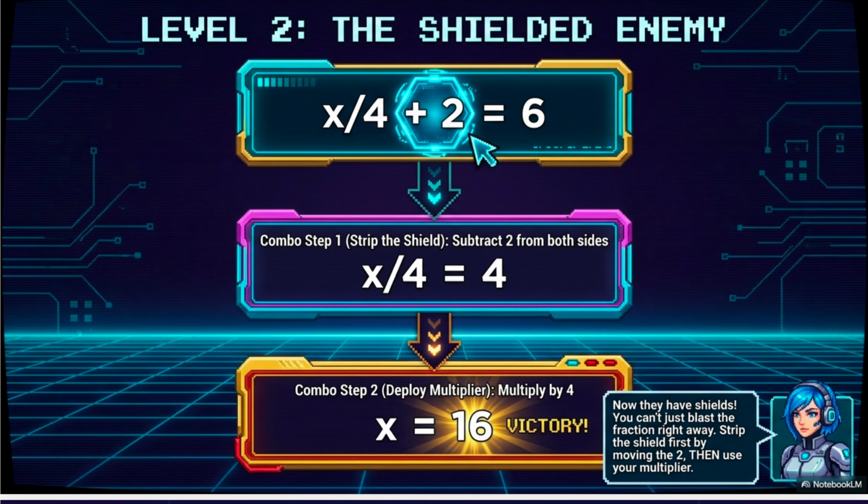Now, let's look at an equation with both a fraction and a constant. x over 4 plus 2 equals 6. Here I do not multiply everything by 4 right away in this example. First, I can strip away the plus 2 by subtracting 2 from both sides. That gives me x over 4 equals 4. Then I multiply both sides by 4, and I get x equals 16. This is a great reminder that sometimes you can solve step by step before clearing the fraction.